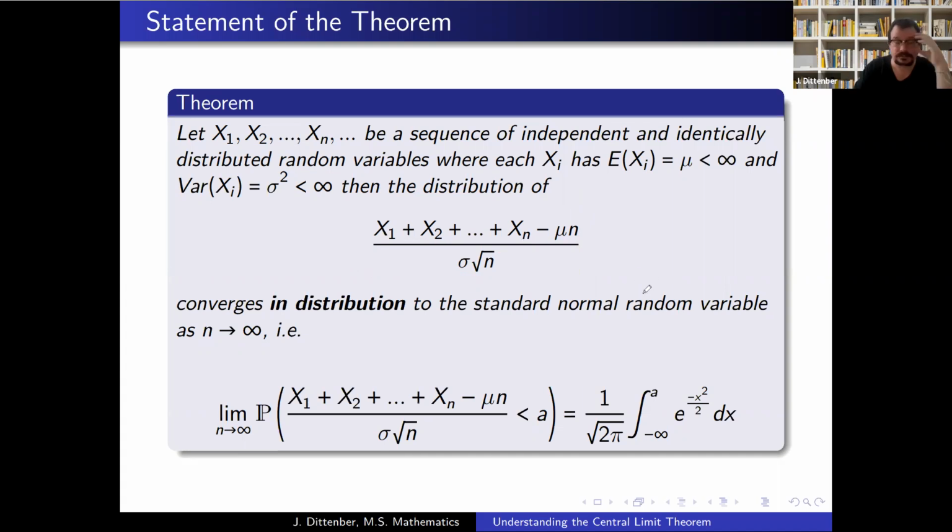Okay, now this expression converges in distribution. So we'll have to discuss what converge means if you don't know, and we'll have to discuss what in distribution means. There are many different types of convergence.